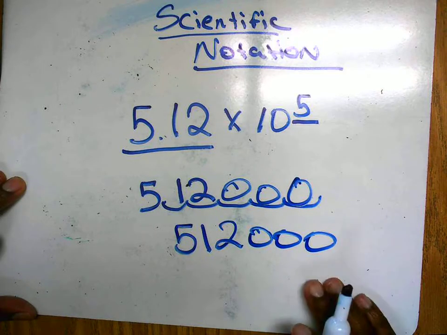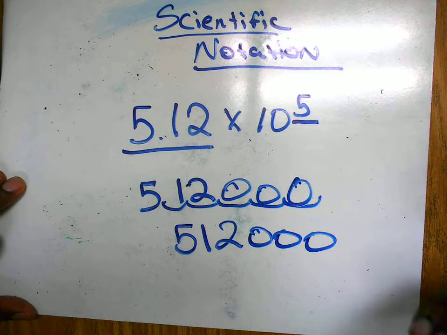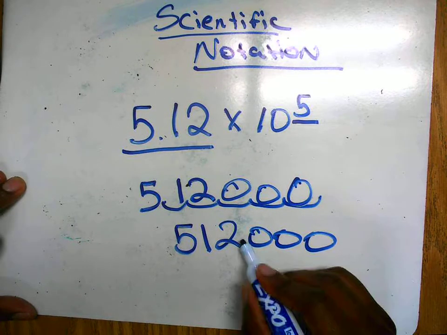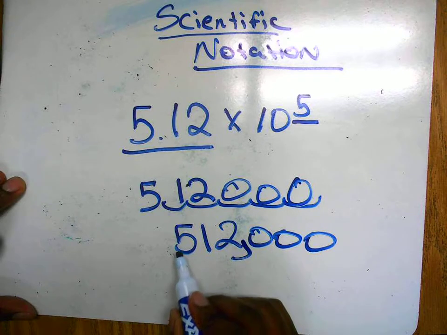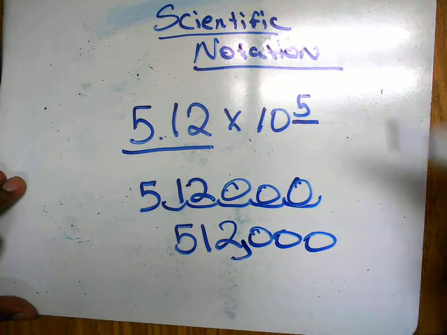Once you write the bigger number, you have to see where you need to drop your commas. We drop commas after every third digit. So 1, 2, 3, comma. And we don't have to drop it again because we stop at the third number here. So that's how we look at scientific notation.